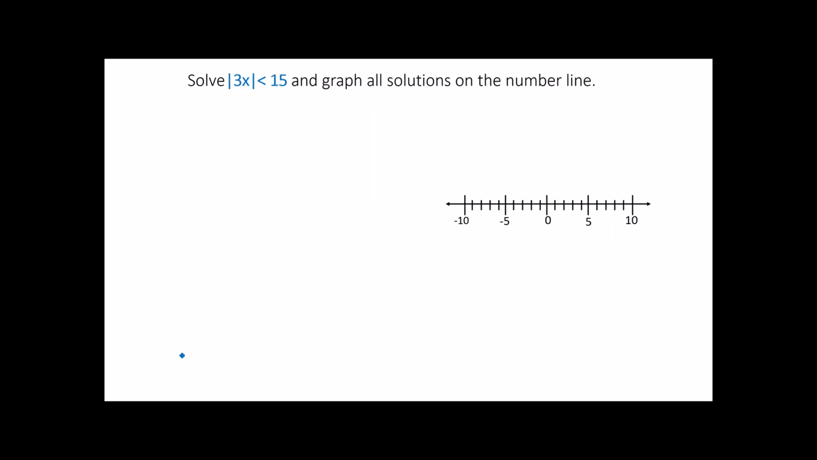Let's take a look at the absolute value of 3x is less than 15. Here's how we're going to solve that. We're going to split it into two inequalities. One of those is going to use negative 3x. The other one is going to use positive 3x.